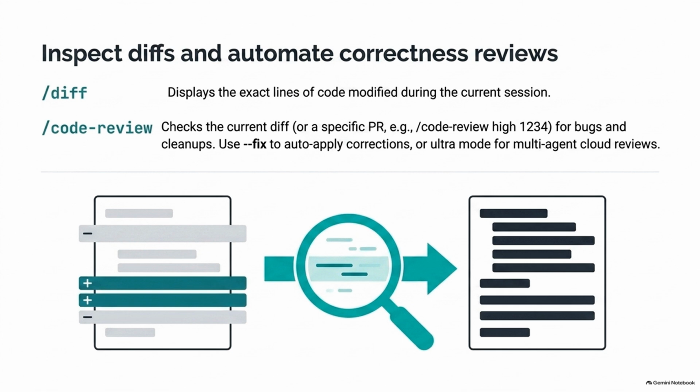/code review builds on that. It checks the current diff for bugs and cleanup opportunities. And you can also point it at a specific pull request, like /code review high 1234. Add the --fix flag, and it'll auto-apply the corrections it finds, or run it in ultra mode for a more thorough multi-agent review in the cloud. Note that /review works as an alias for the same command.